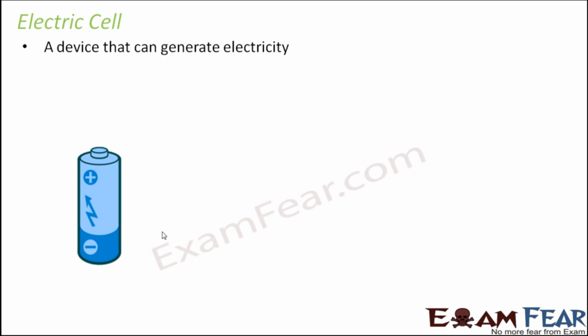So let's see what an electric cell is. It is a device that can generate electricity. If you look at any battery, any pencil battery, you can take it out from maybe your remote or from a clock and just try to observe it. What will you see? You will see that there are two ends of the battery. One end has a cap-like structure and the other end has a disc-like structure. The cap-like end has a positive symbol and the other end has a negative symbol, which shows the positive and negative terminals of the battery.